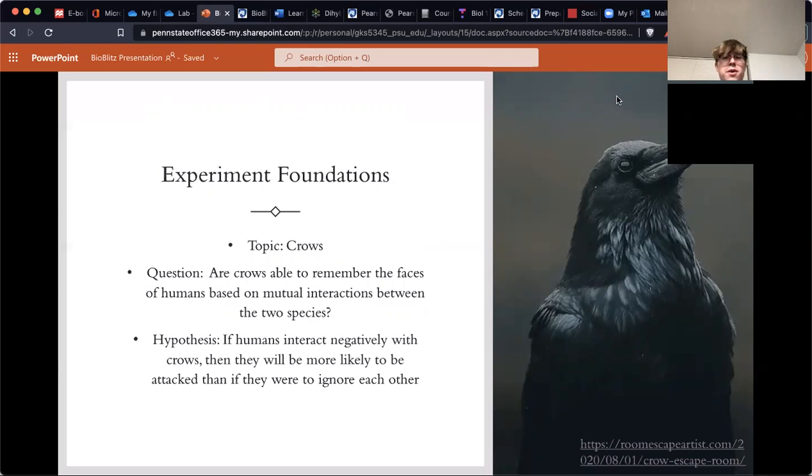And this is testing how well they can do that, because crows are renowned for their smarts and intelligence, for being birds. And our hypothesis would be that if humans interact negatively with crows, then they'll be more likely to be attacked in the future over time than if they were to ignore the crows and just simply walk by.